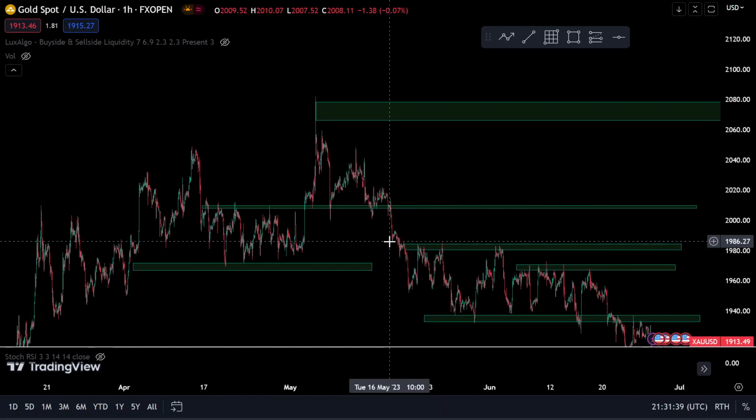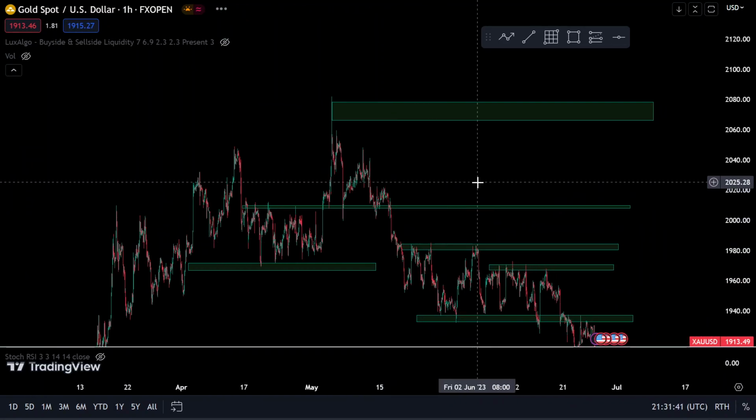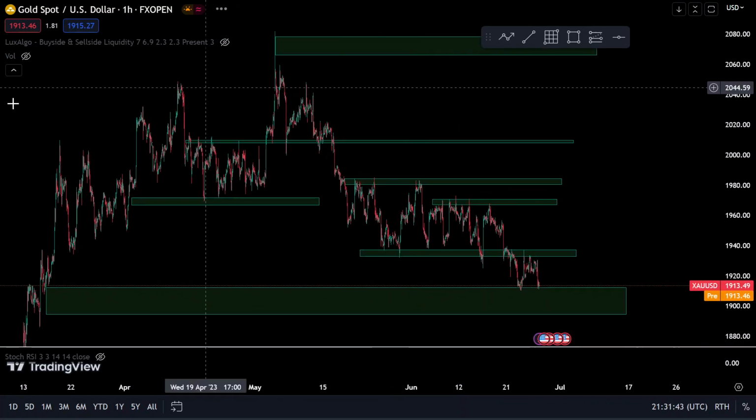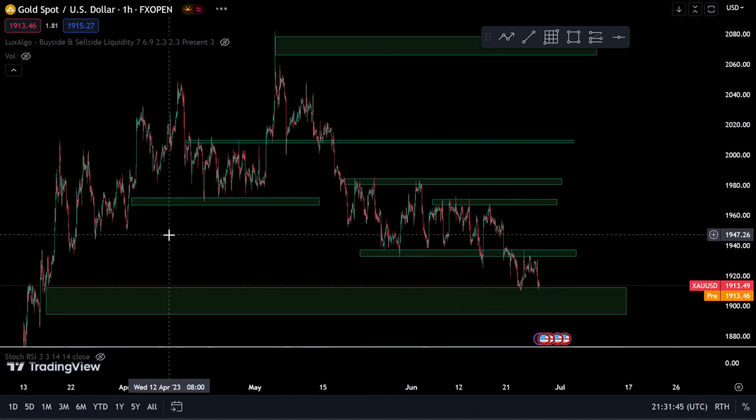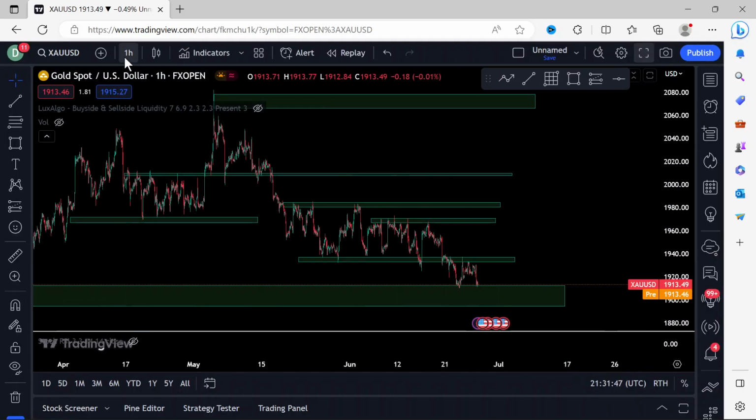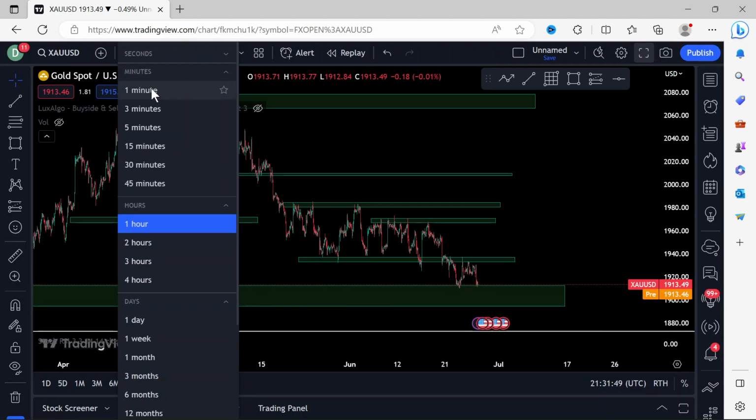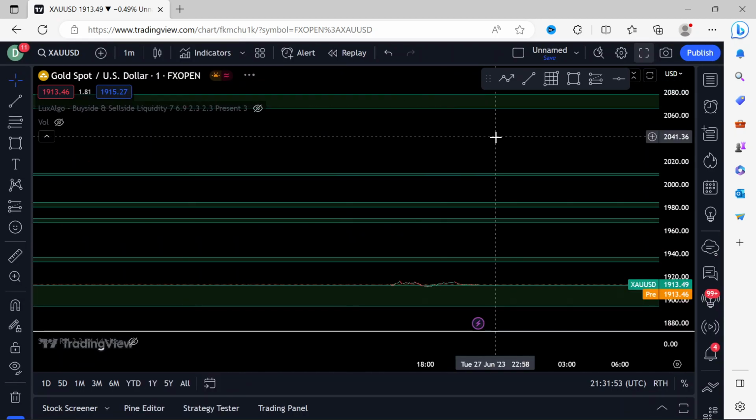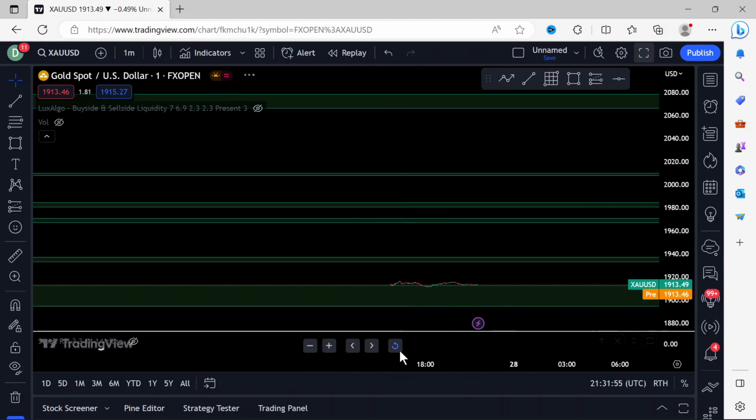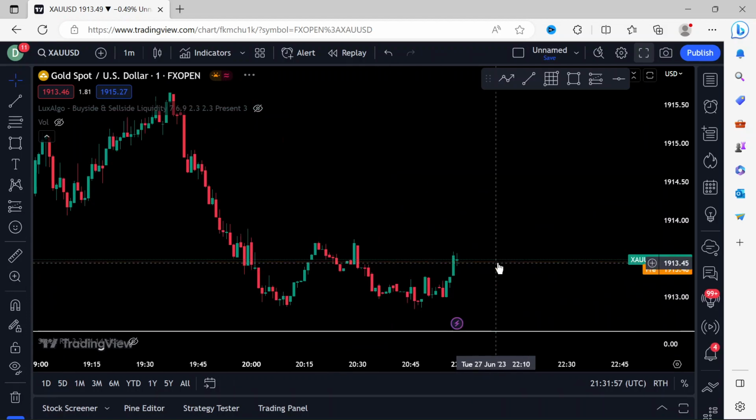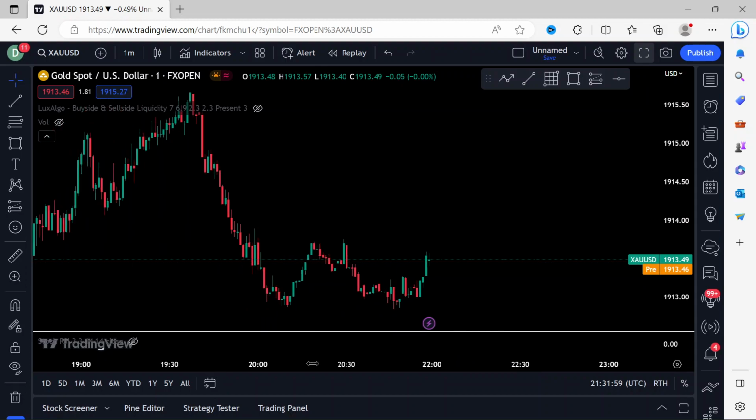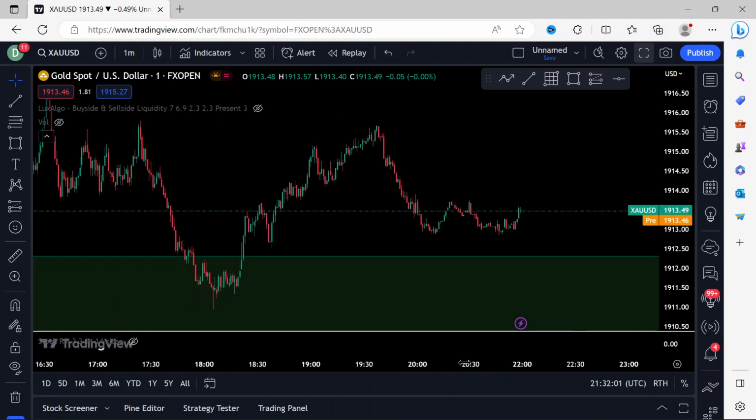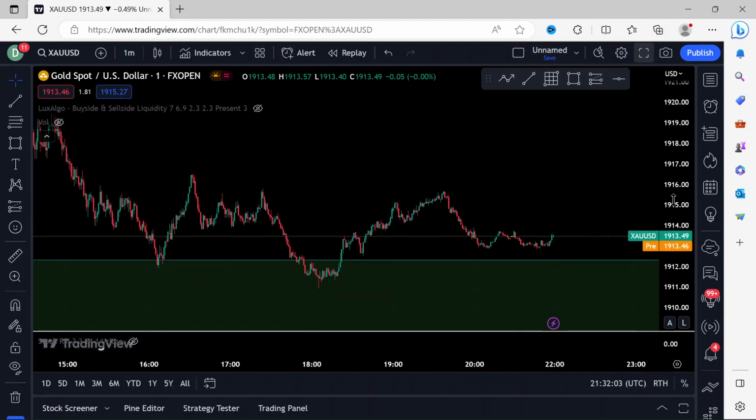So you can clearly see we have found a lot of support and resistance in this chart. So moving to our micro time frame to find trade confirmations, and then we enter our trade. But then we have a lot of support and resistance in it.